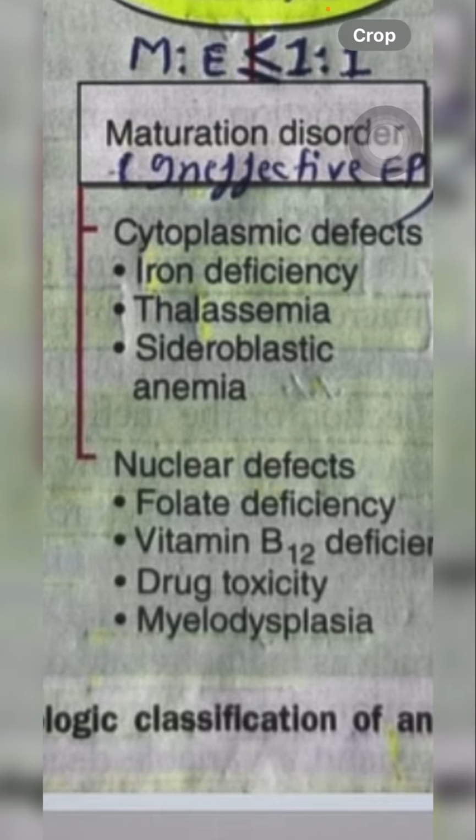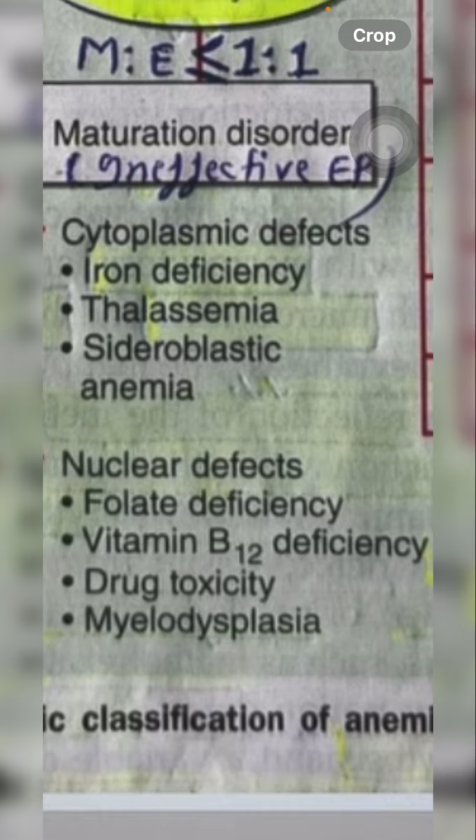Nuclear defects is what is asked in exams and usually presents with macrocytic picture. It is folate deficiency, vitamin B12 deficiency, drug toxicity, that is alcoholism also promotes nuclear defects, and myelodysplasia.